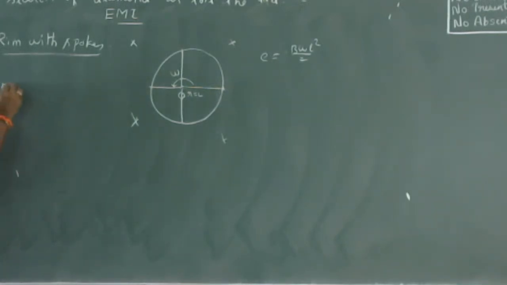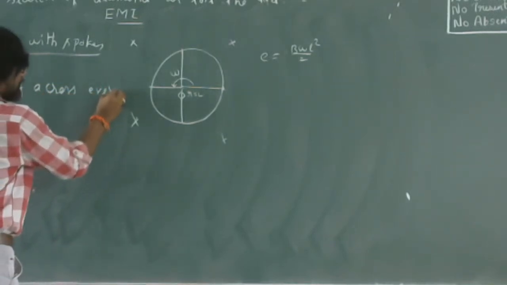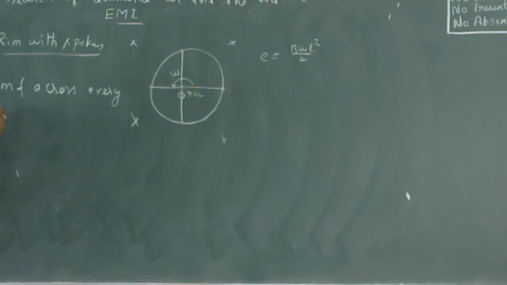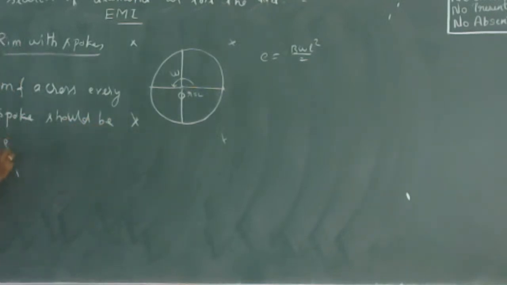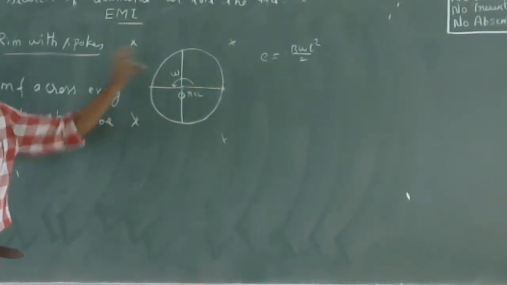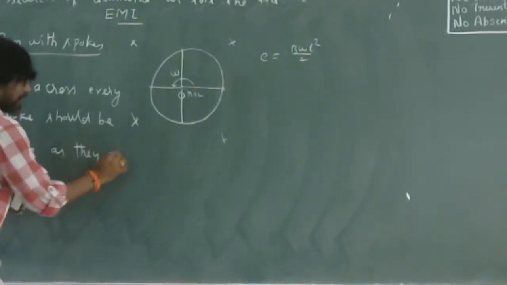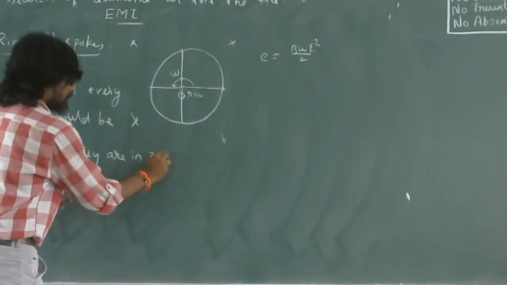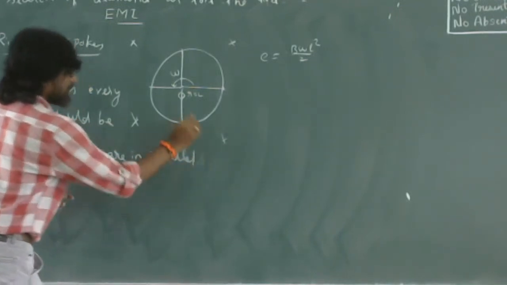The EMF across every spoke should be the same, as they are in parallel combination with one another.